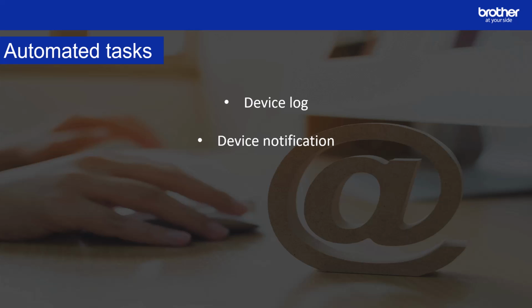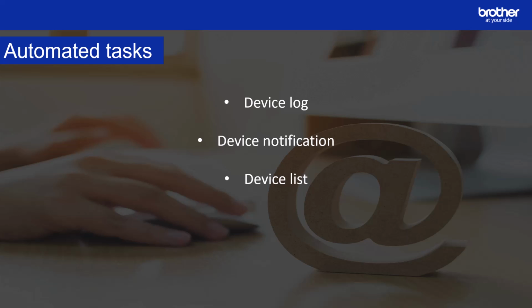Device notification. This monitors a target device by periodically retrieving its status. If there are any errors or changes in status, BRadmin Professional 4 sends error and change notifications via email. Device notification sends one email per status change.